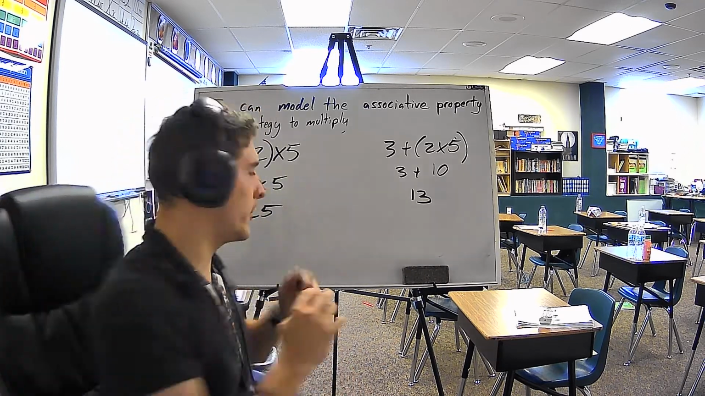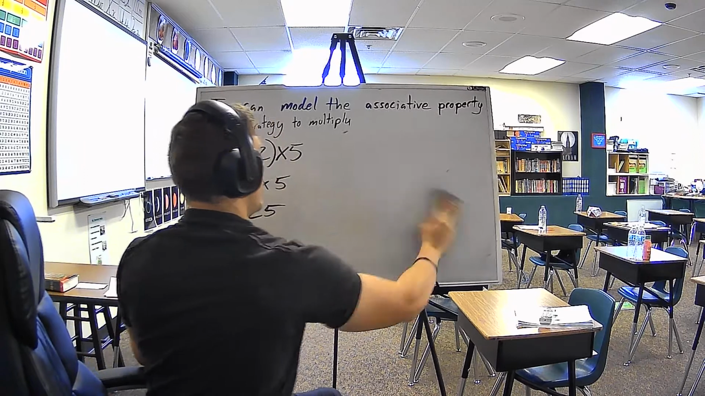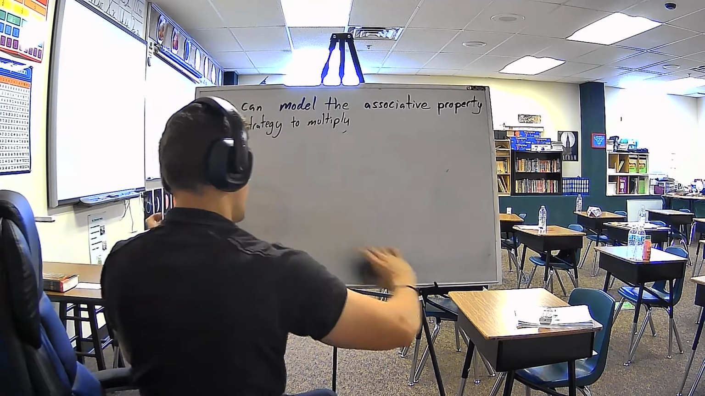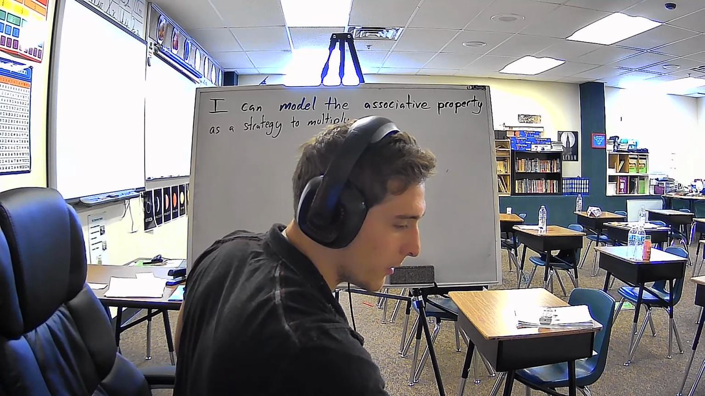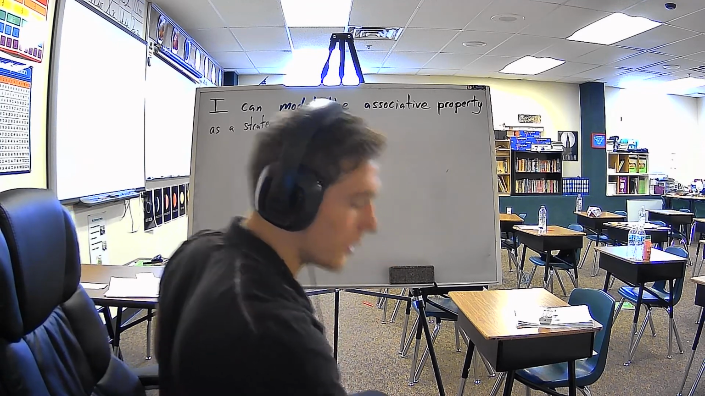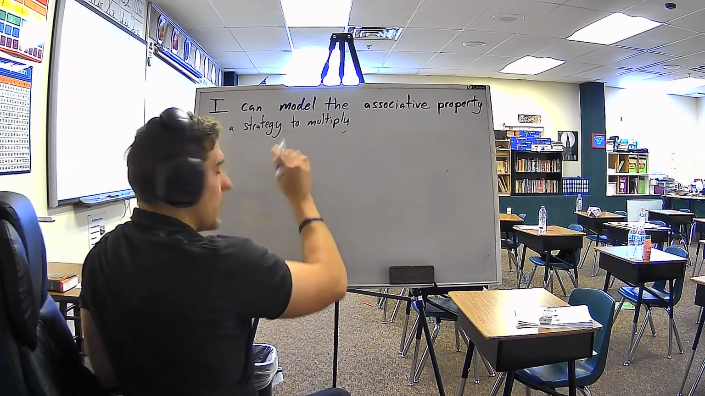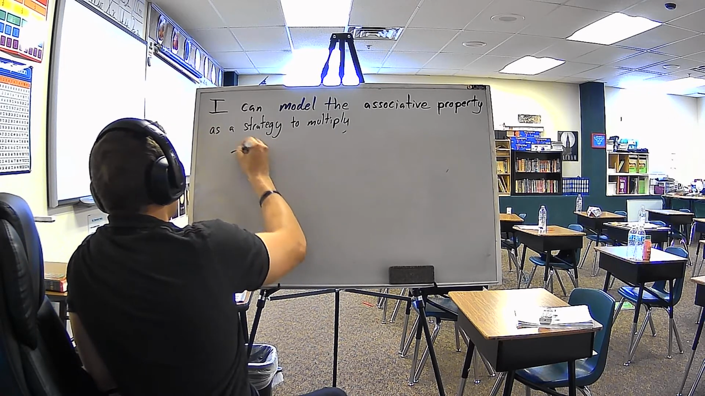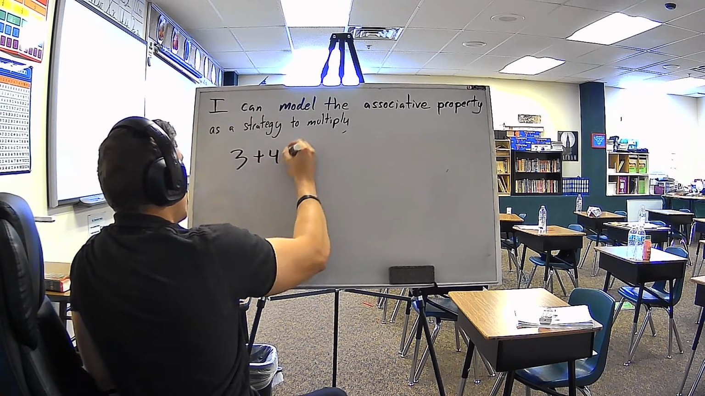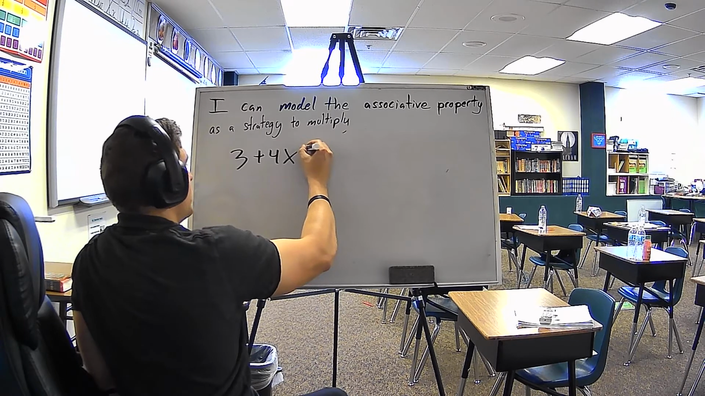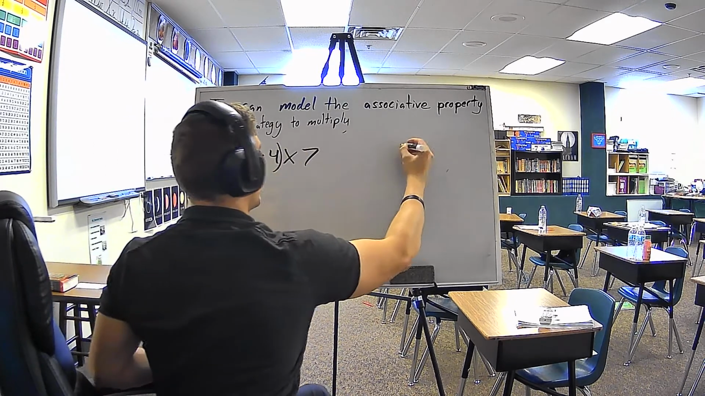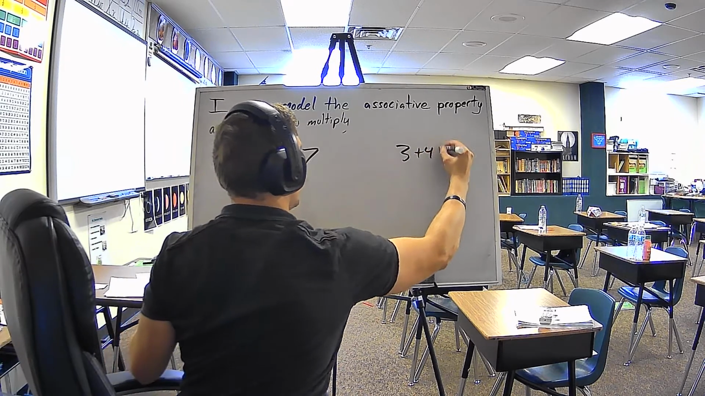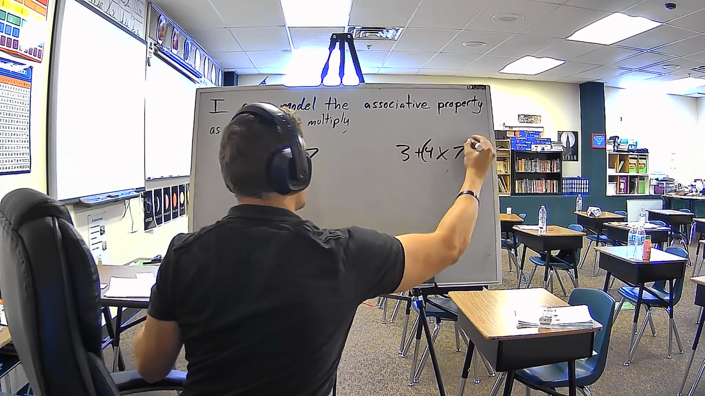Let's try one more. Let's see if this is a consistent thing. Let's do, once again, let me just do a problem down here. Actually, I'm just going to make my own. Let's do 3 plus 4 times, let's say, 7, and parentheses around the 3 and the 4. And over here, 3 plus 4 times 7 with the parentheses around the 4 and the 7.